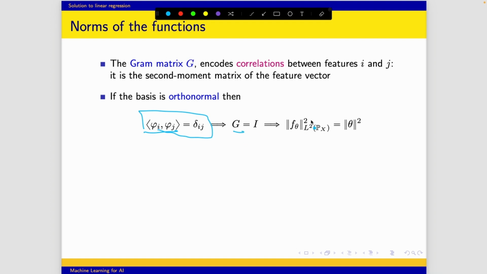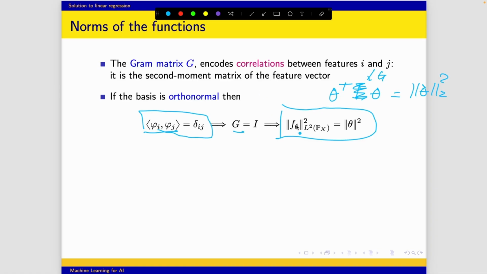And so what do we end up with? We end up with theta transpose identity, that's now our G, theta. Well, this disappears and we get theta dot theta. It's just the 2 norm of theta squared. We can put 2 there to make it absolutely clear. And so we have this relationship that the norm, using this natural norm, the L2 norm of our function f theta, is equal to the norm of theta squared. We might say, an isometric embedding.